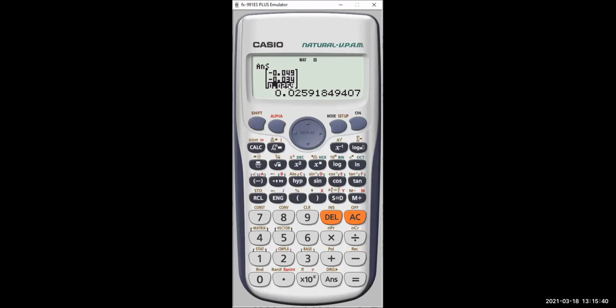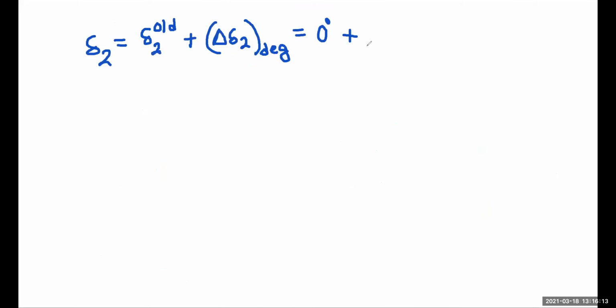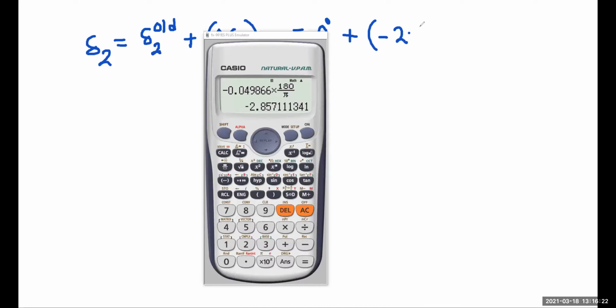So if I go to the calculator, can you see that, everyone? I'm going to shift to complex. So this one will be what? Minus 0.04986 into 180/π, right? Got my point? How much did you get? So 0 point, how much you got? Minus 2.8571.